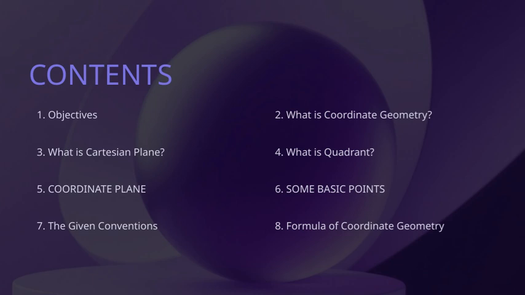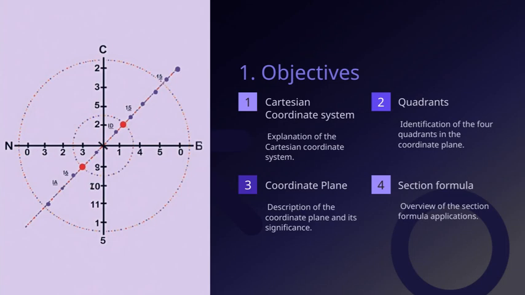We'll also look at some basic conventions we follow when working with coordinates, like how to write points as x, y, and what positive or negative signs mean in different quadrants. Understanding these foundational points is crucial because they set the stage for grasping the formulas and methods used in coordinate geometry. This slide provides the groundwork for everything to come, connecting the idea of plotting points with the broader mathematical concepts you'll be learning.